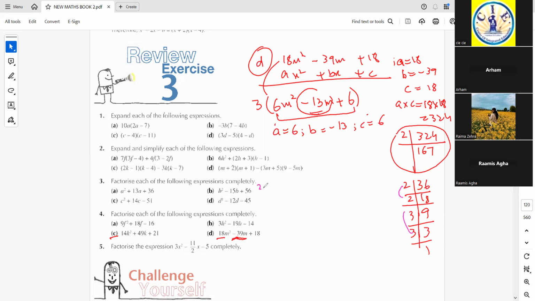So let's do it. 3 taken common already. Now 6m squared would be the same. The last term 6 would be the same. And then this negative 13m can be written as negative 9m, negative 4m. So negative 9m minus 4m will give us negative 13m. And when you multiply them, negative 9 times negative 4, you will get this 36. So proceeding like this.